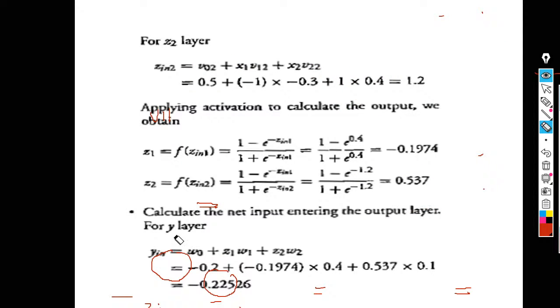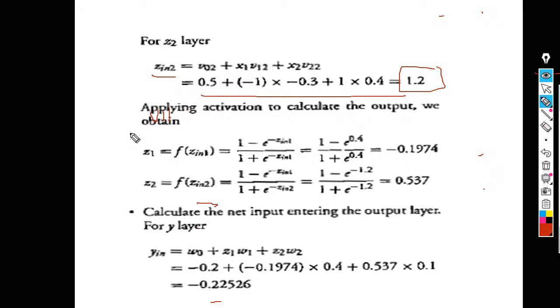So if we try to calculate zin2, zin2 will be this way. Okay. So zin2 will be v02 plus x1 v12 plus x2 v22, and if you calculate, you will get 1.2. So we got zin1 and zin2.